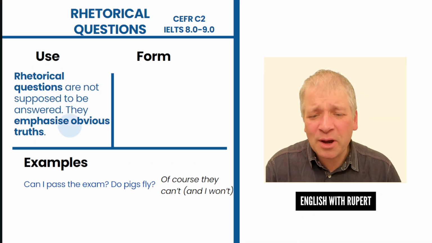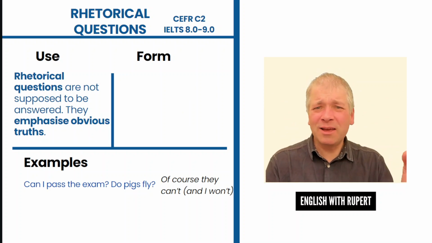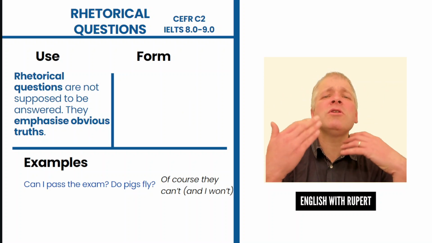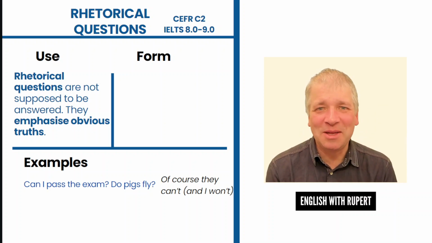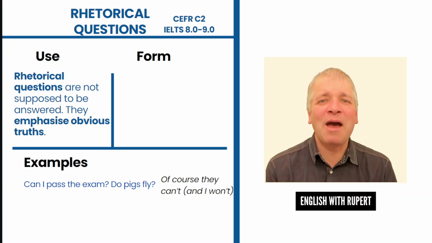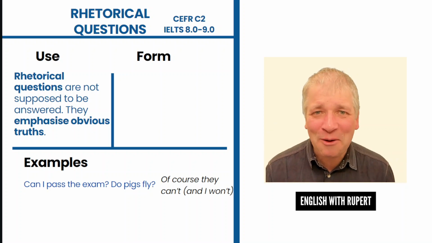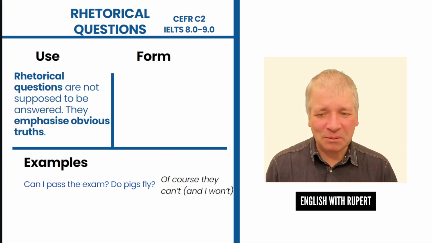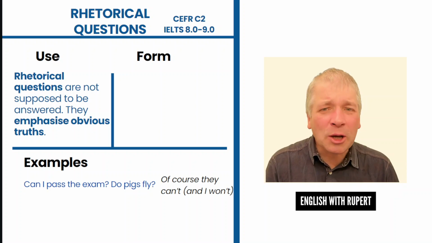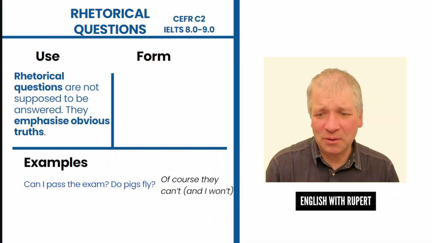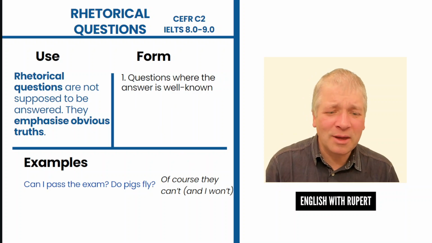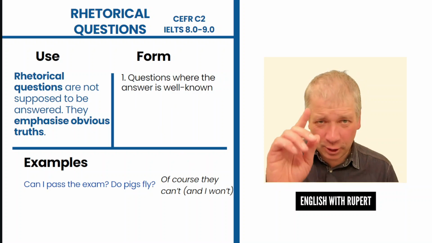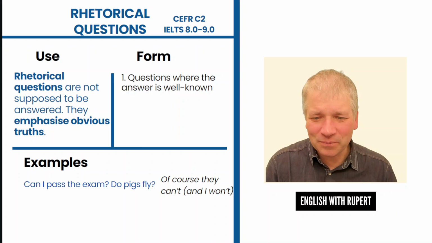They emphasise obvious truths. Do pigs fly? Of course they don't. You know they don't. And you know that I'm not going to pass the exam because I just don't have the ability. I haven't revised enough for whatever reason. And this is one way of making a rhetorical question. And this is when questions are given where the answer is well known. Let's look at one more similar example.